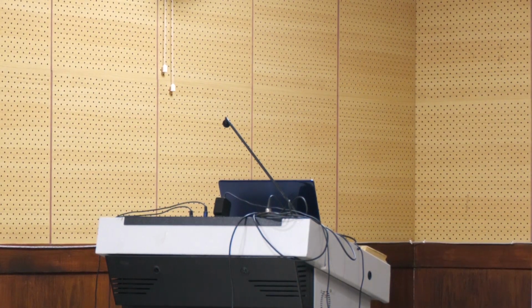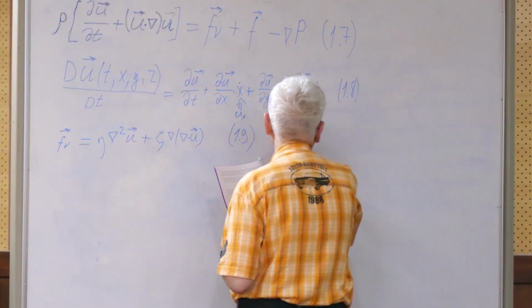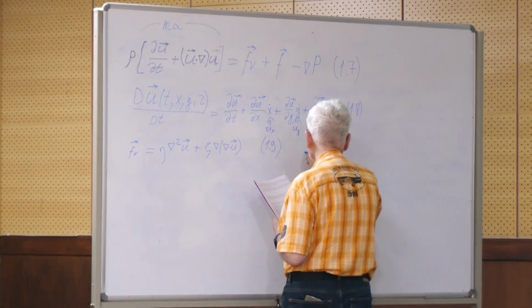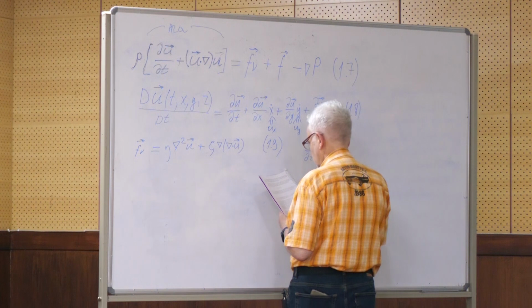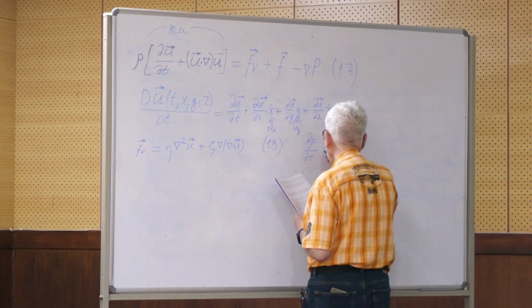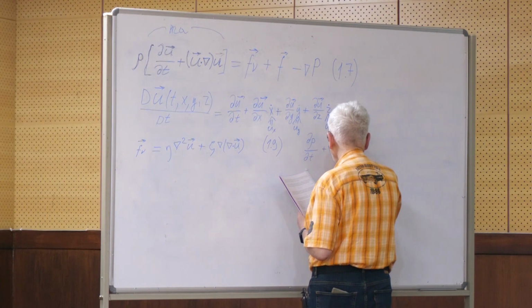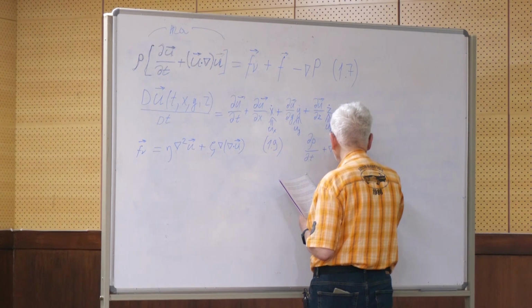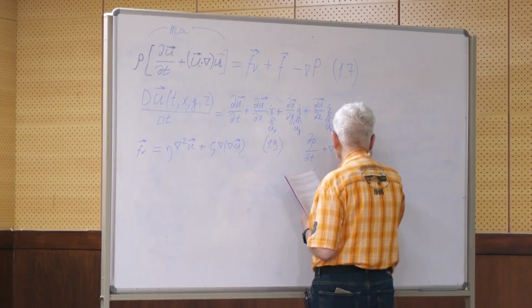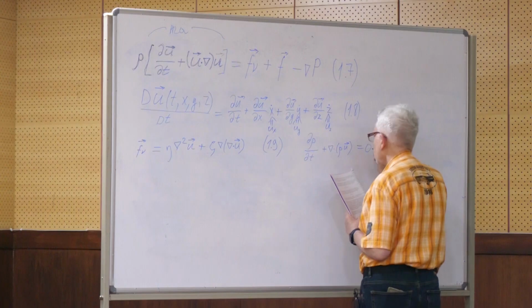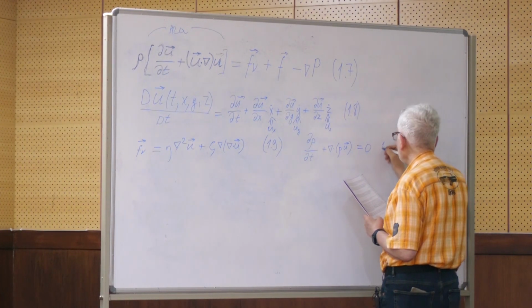I will write it down here just to keep the space. So we have the partial derivative of the density with respect to time plus the divergence of the density multiplied by the velocity vector, and all of this is equal to 0. So it's equation 10.